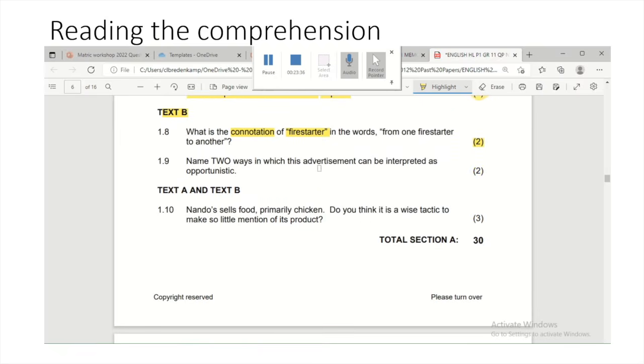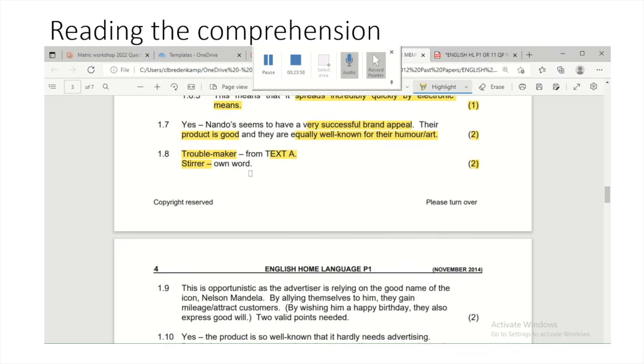Then, name 2 ways in which this advert can be interpreted as opportunistic. So they used an opportune moment to make an advert out of something. Now, Nando's does this a lot, especially if we're having any type of political unrest in the country. Let's have a look at the memo.